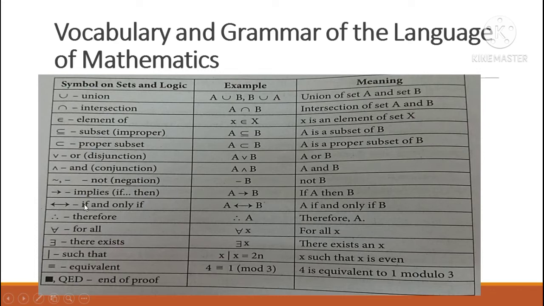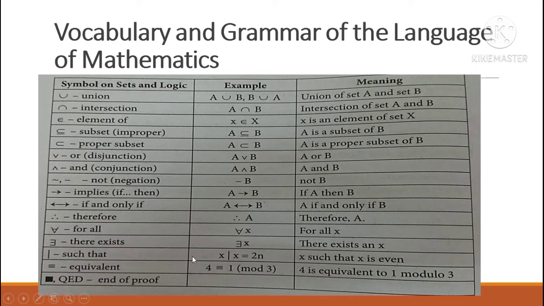This symbol is for if and only if. This one is for therefore. So we have the example of therefore A. This one is for all, so for all x. This one is there exists: there exists an x.